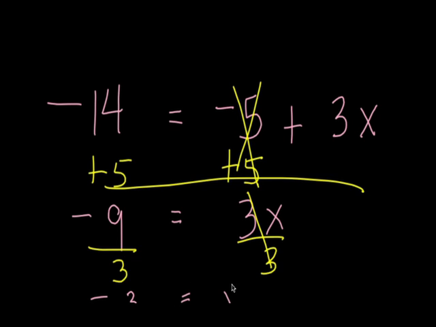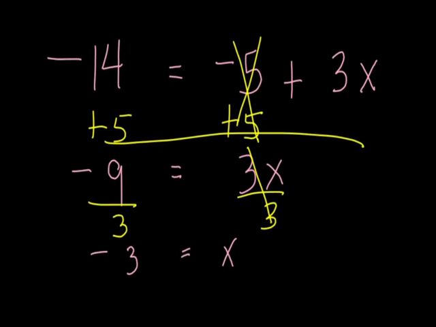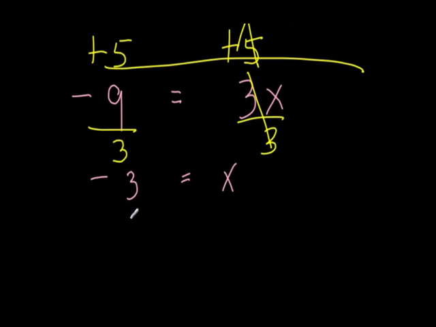Now, we don't want to put our x's on the right. We want to put them on the left. So in this case, we're going to switch it around, and we're going to put the x over here equals negative 3 like that. That's the proper way to write the solution.